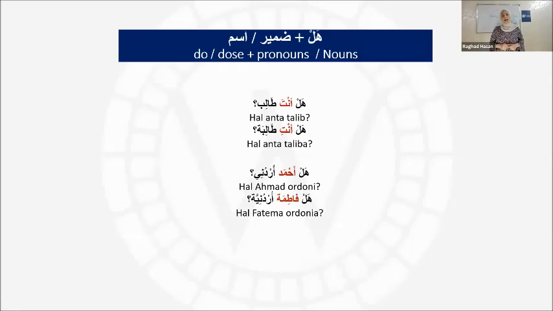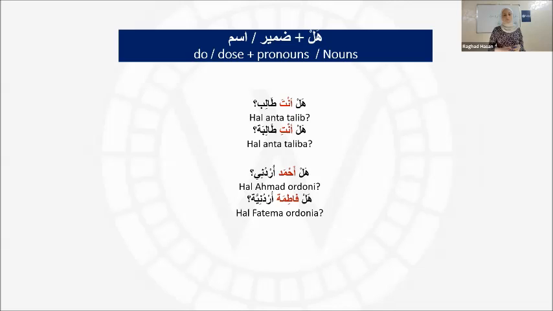هل أحمد أردني؟ So أحمد here is an اسم. هل فاطمة أردنية؟ Or I can say هل فاطمة أمريكية, for example. So أحمد وفاطمة here are nouns, اسم.